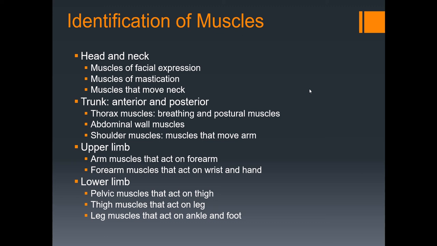Once we are in the upper limb, the arm muscles are muscles that act on the forearm, and the forearm muscles are muscles that act on the wrist and hand. If we look at the pelvic girdle and lower limb, the pelvic muscles are going to move the thigh, the thigh muscles are going to act on the leg, and the leg muscles are going to act on the ankle and the foot. And so when you get the list of all the muscles, you want to look at them in these categories, in these sections. Don't try to do it all at once. It's too overwhelming, but take it section by section, and I promise you muscles are infinitely, infinitely conquerable.